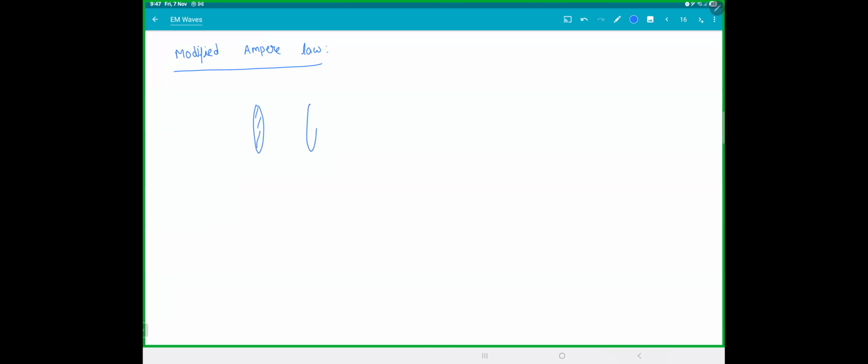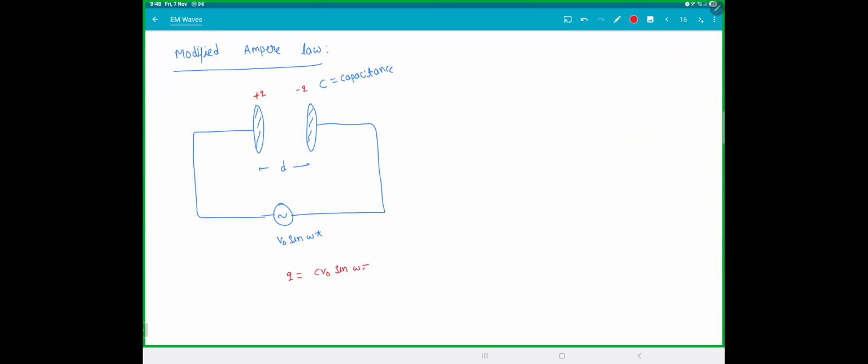If you take two parallel plates, connect them to a AC source, let the capacitance be C. Distance between the plates is d. And let's say this is V naught sine omega t. Now, because of this, these plates will get charged plus and minus Q, which is oscillating. So we get Q is equal to CV naught sine omega t. And the current I is nothing but dq by dt, which is CV naught omega cos omega t.